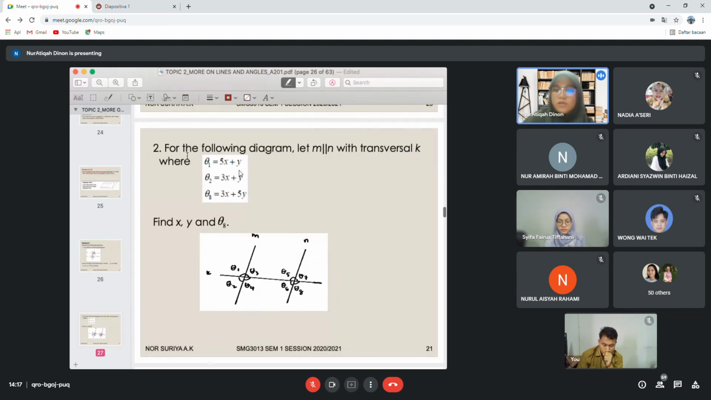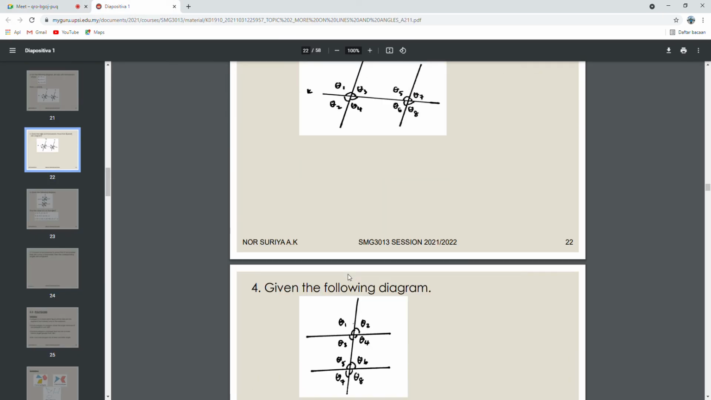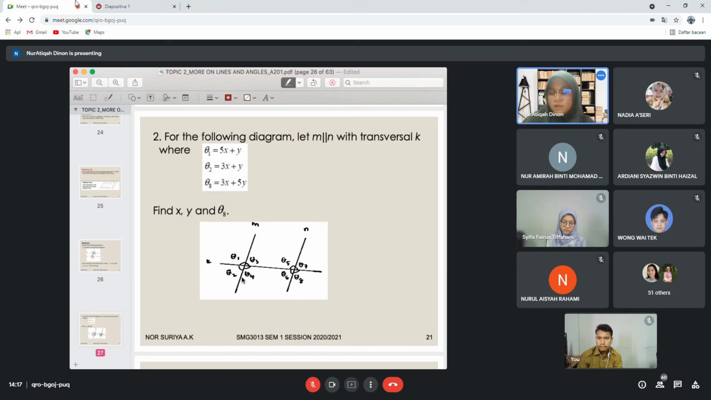Okay, number 2. For the following diagram, it looks complicated, but it's just the other way around of the diagram. Because before this we had the transversal going up, and this one goes horizontal. So for the following diagram, MN is parallel with transversal K here.